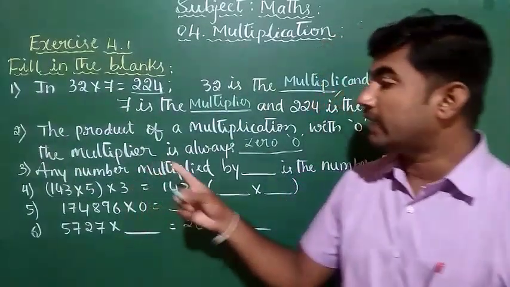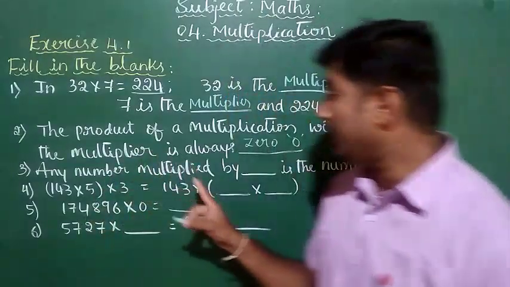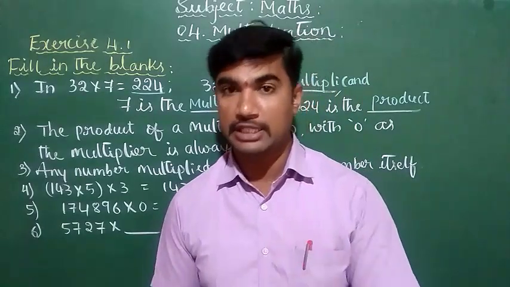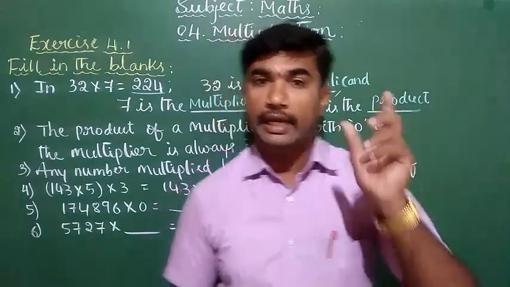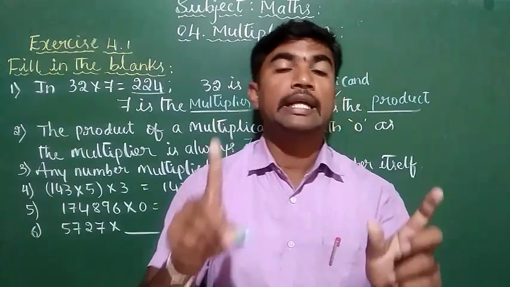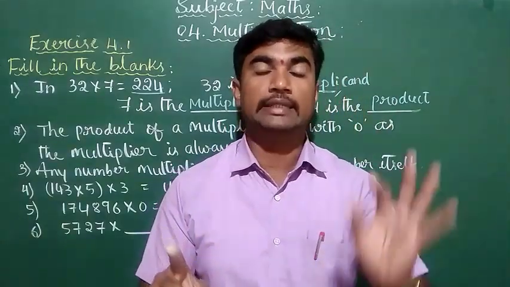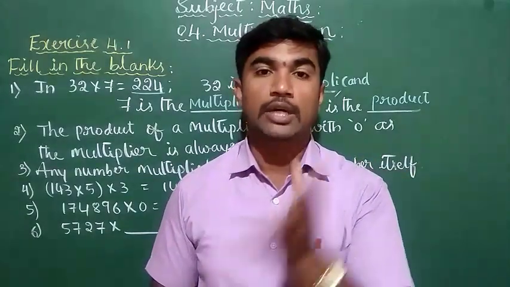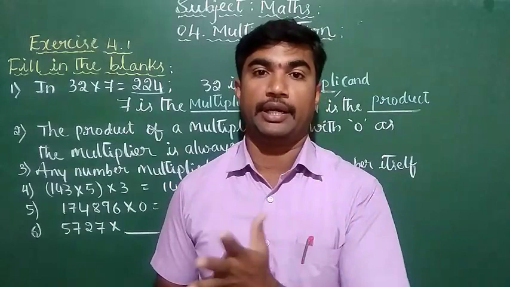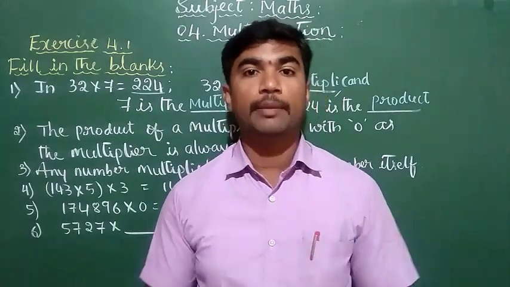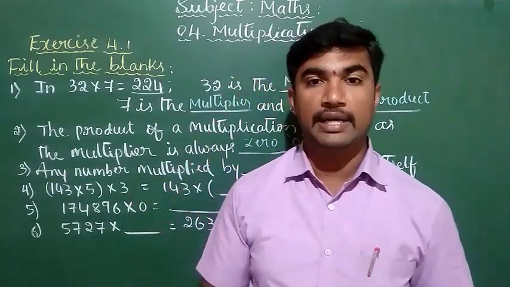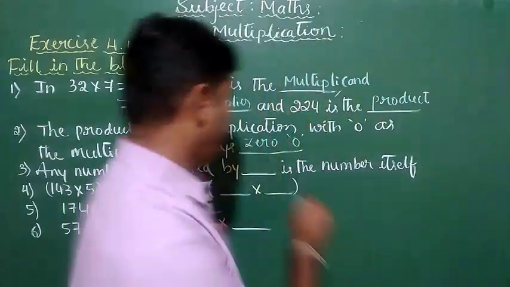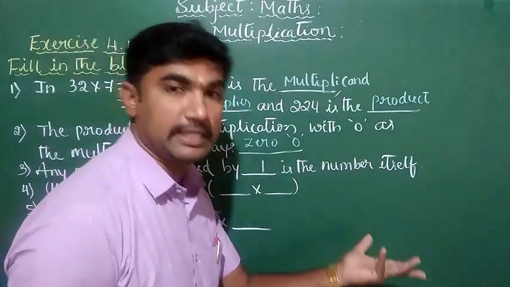Okay, the third question: any number multiplied by dash is the number itself. I already explained this in the let's recall. When we are multiplying any number with 1, we are getting the number itself only. Example, 6 into 1, 6 we are getting. 6 ones are 6 only. 7 into 1, 7 only we are getting. So your answer is, any number multiplied by 1 is the number itself.